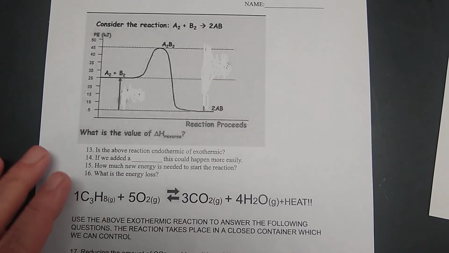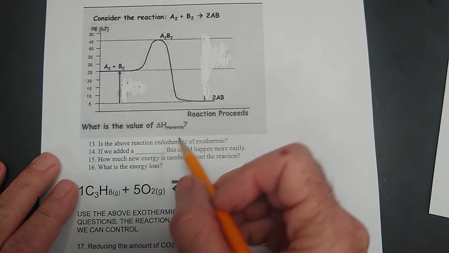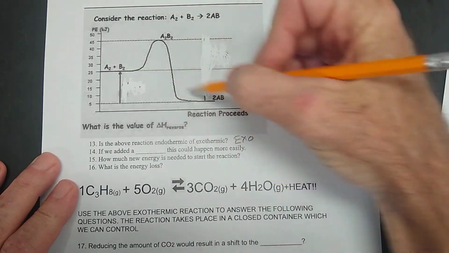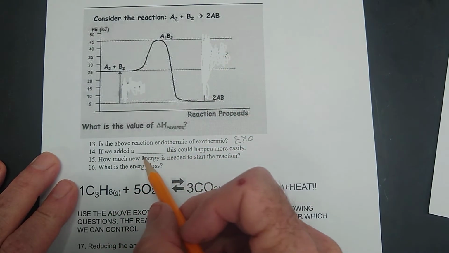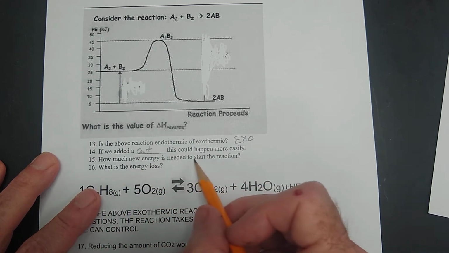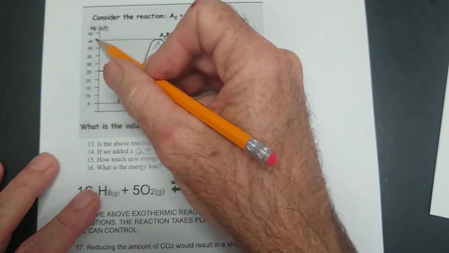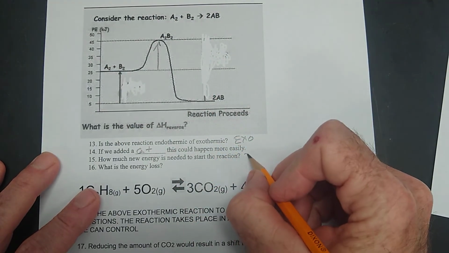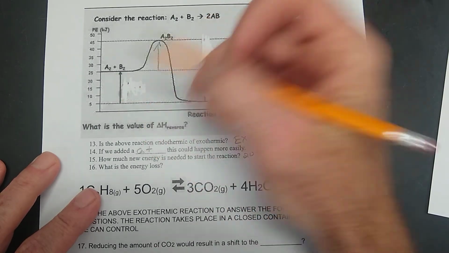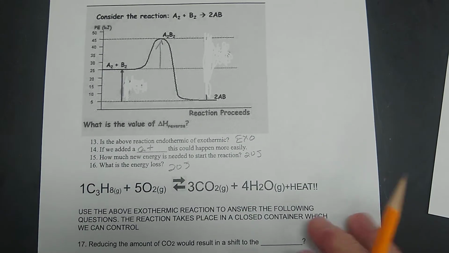All right, we've got this little graph here. Is the above endothermic or exo? It's exo because it dumps out the heat. We start higher and end lower. If we added a blank, this could happen more easily. Catalyst. How much energy is needed to start? Well, we need that much, from 25 to 45, 20 joules. What is the energy lost? From 25 to 5, 20 joules were lost. That's coincidence, those are the same.